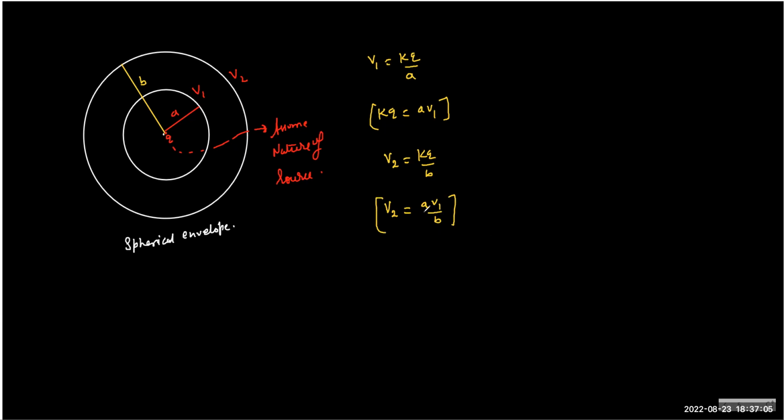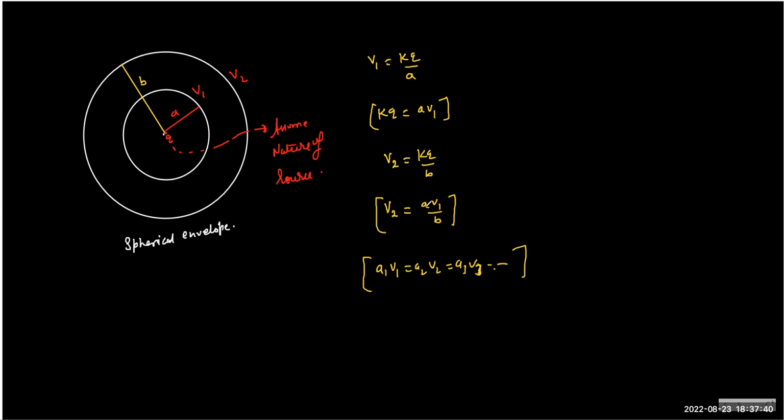So you will be asked to relate potentials. They will give you the equipotential surfaces and their potentials, and they may ask, can you relate them? The answer is, yes, we can relate them. It's very easy. V2 is A V1 by B, isn't it? So for a spherical question, we can write A1 V1, A2 V2, A3 V3 and so on, right? If A1, A2, A3 are the radii and V1, V2, V3 are the potentials of those surfaces, you can write like this in general.